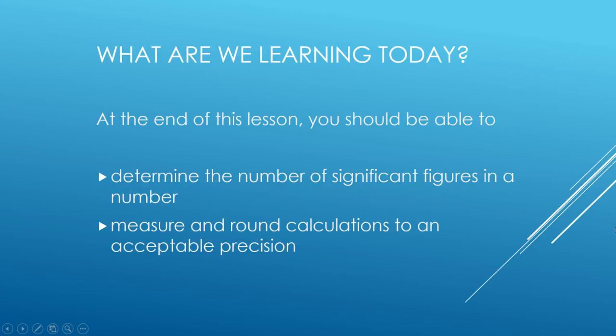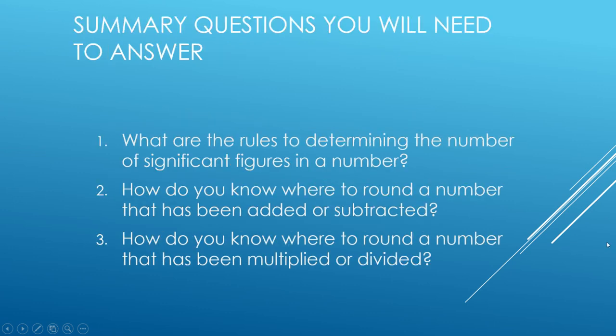At the end of this lesson, you should be able to determine the number of significant figures in a number. You should also be able to measure and round calculations to an acceptable precision. So your summary questions: what are the rules to determining the number of significant figures in a number? How do you know where to round a number that has been added or subtracted? And how do you know where to round a number that has been multiplied or divided?